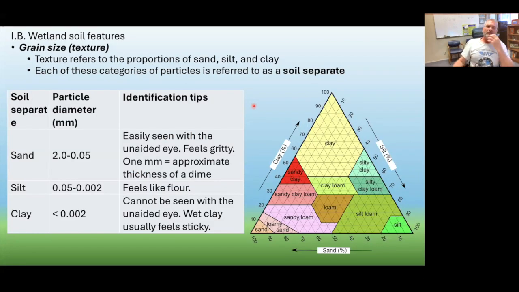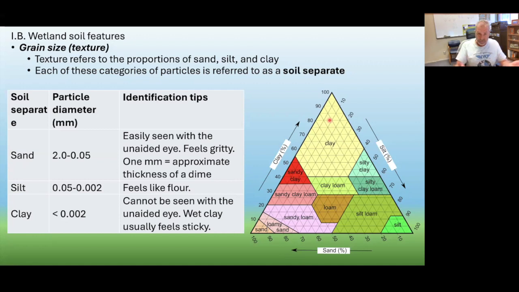So we can identify wetland soil features based on their grain size. This refers to the sand, silt, and clay components in those soils. Now, there is a fourth component, gravel, which is larger than sand. You don't typically see it incorporated in here because it's not as critical in terms of how plants utilize these soils. For instance, what you're seeing off here to the right is a soil texture triangle that was developed by the U.S. Department of Agriculture to help farmers determine what kind of crops would grow best on their soils.